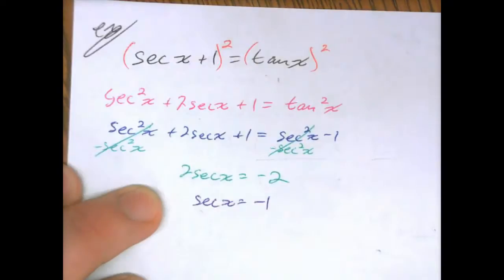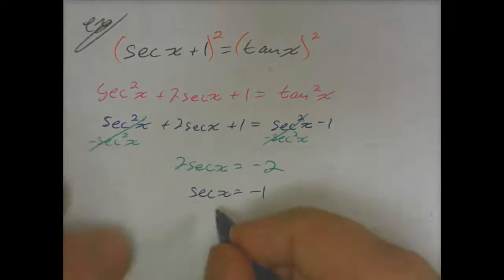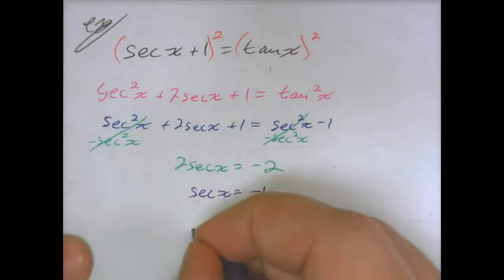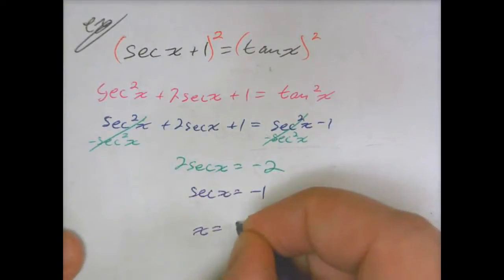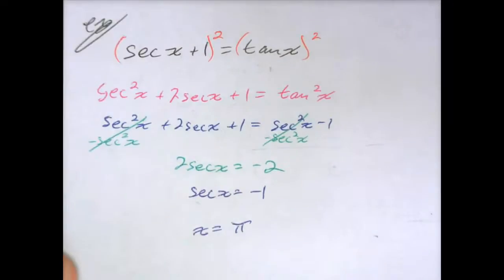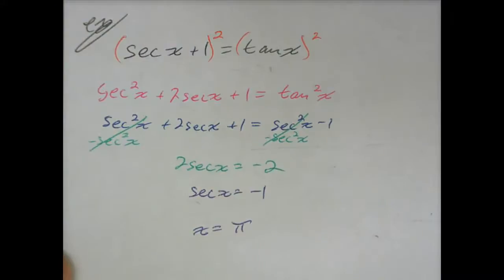Well, that is only going to happen when cosine is negative 1. That is only at the angle, what is that, pi? Pi. Yay, pi.